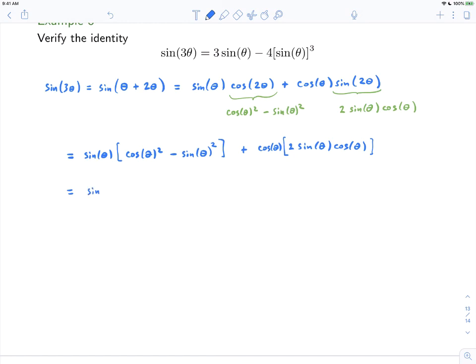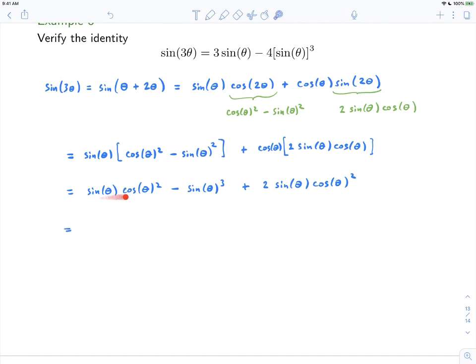So we're going to have sine of theta times cosine theta squared minus sine of theta times sine of theta squared, which is going to give us a sine of theta cubed. Plus, and now we distribute this cosine. So we're going to have 2 times cosine times sine times cosine. That's going to give us sine of theta times cosine of theta squared. Okay. So we're getting there.